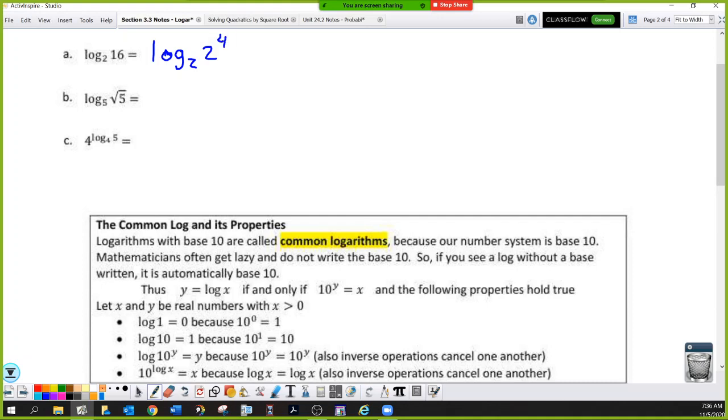Log base 2 of, instead of saying 16, we'll say 2 to the 4th. Log base 2 gets to cancel exponential base 2, leaving us with the value of 4. So log base 2 of 16 is 4.